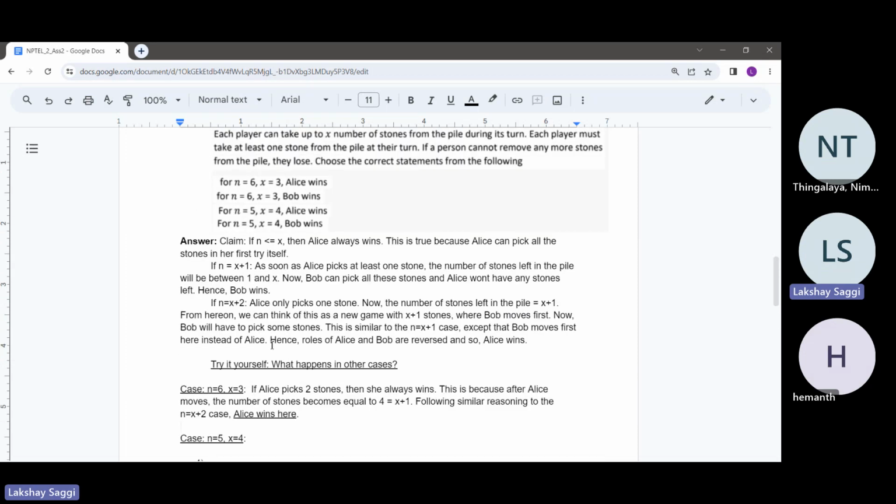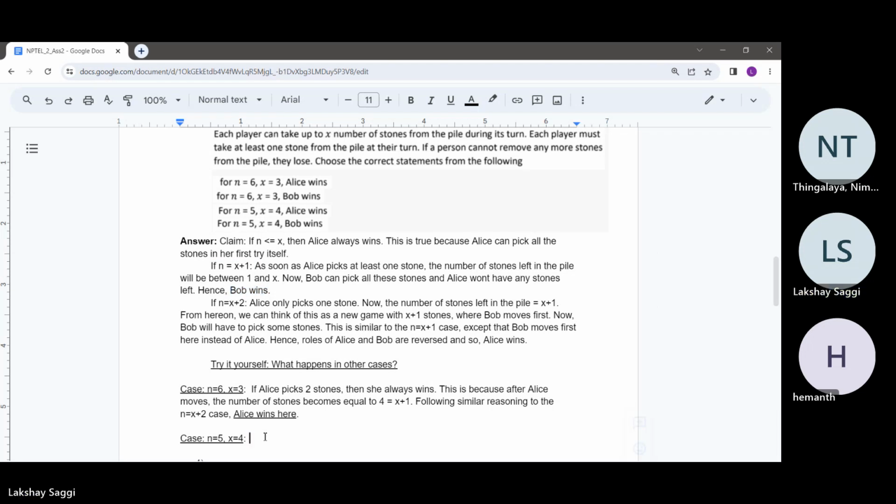Oh, so Nimita is saying Bob wins. So yes, actually you are correct, Nimita. You can see that n is equal to 5 and x is equal to 4. So this is just the n equals x plus 1 case. And we had already seen that if n equals x plus 1, then Bob wins.